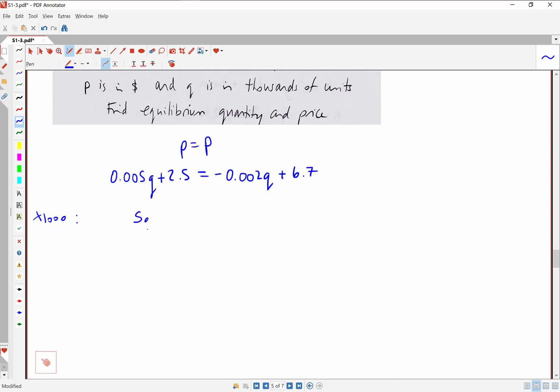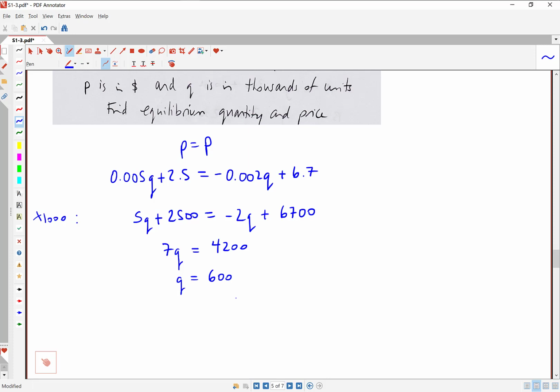So this first term becomes 5Q. Second term becomes 2500. On the right side, negative 2Q plus 6700. Okay, now we've got nice integer values to work with. So we could add 2Q to both sides of the equation. We have 7Q over here. And we could subtract 2500 from both sides. So we'd have 4200. And that's going to work out nicely. You can divide through by 7 and we get Q equals 600.